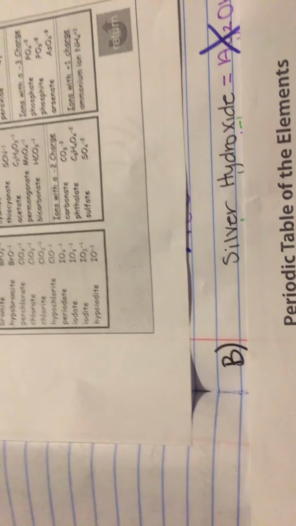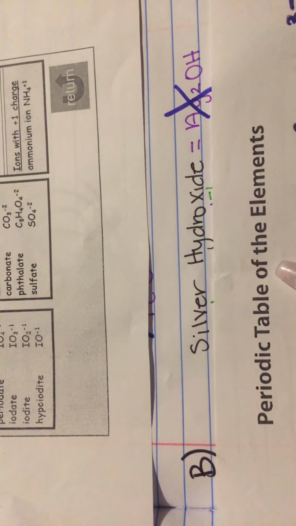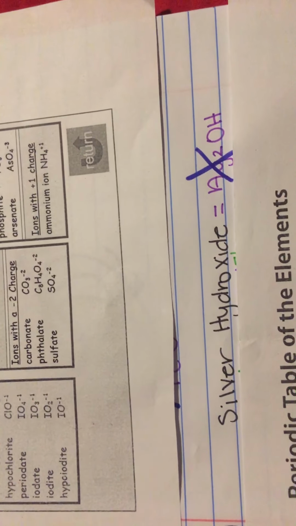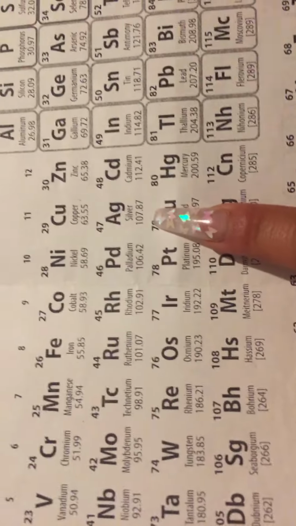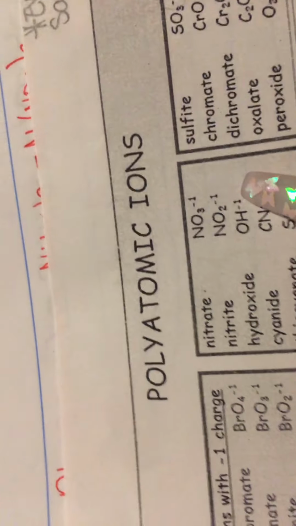For part B, it says identify the error in the formula of the compound, then provide the correct formula for that compound. So for my compound, I put silver hydroxide, and according to that, it gives us Ag2OH. Well, if we take a look at the periodic table, silver is Ag with the positive 1 charge, and hydroxide, it's on the polyatomic ions, and it's right here, and it's OH with the negative 1 charge.